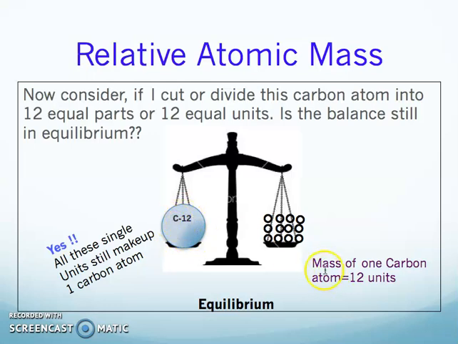I repeat, the mass of one carbon atom is equal to 12 units. So the balance, you can see, is in perfect equilibrium. So one atom of carbon 12 is equal to its 12 units.